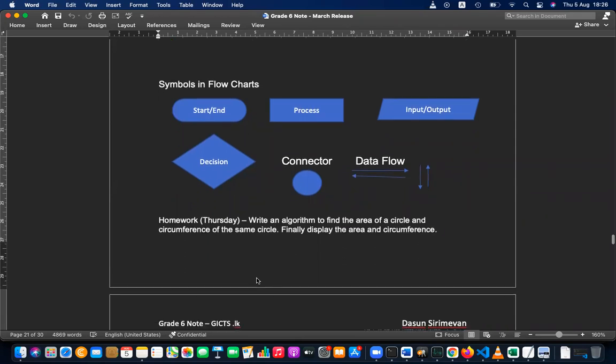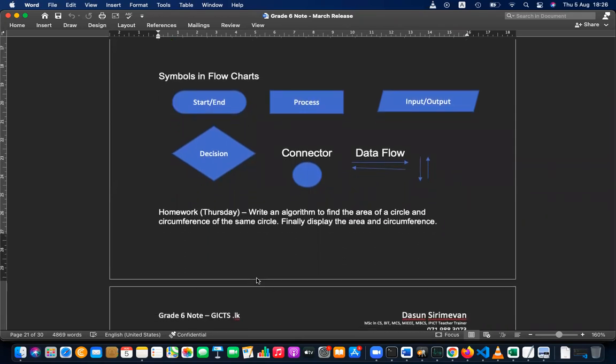So then I gave a small homework, if you can remember. I asked you to find the area of a circle and the circumference, right? Did you write an algorithm to find the area of a circle and circumference? Yes. Did you write an algorithm?